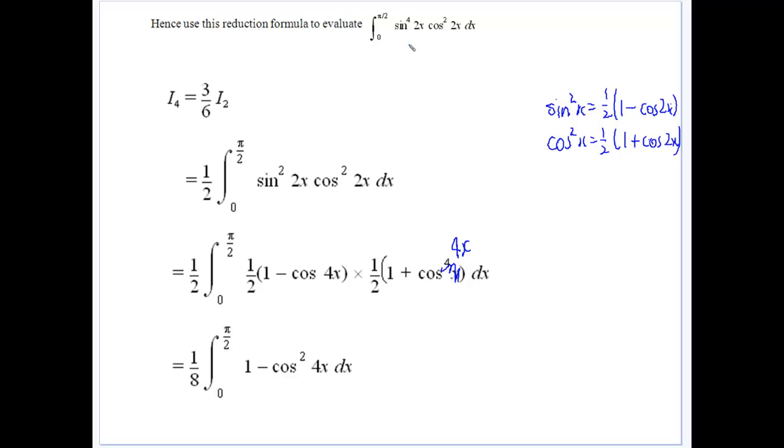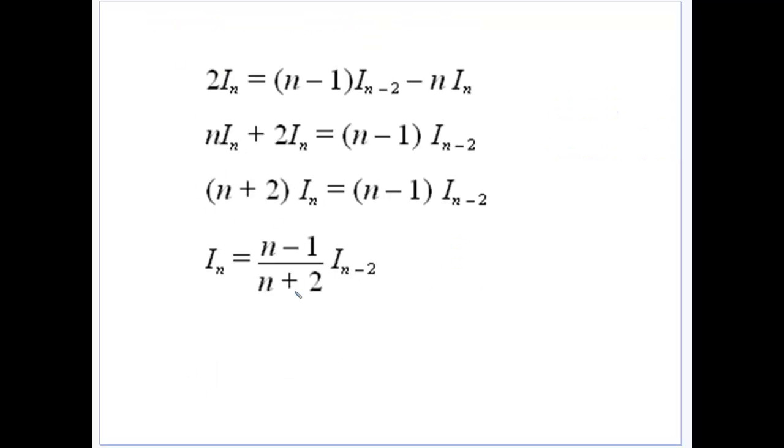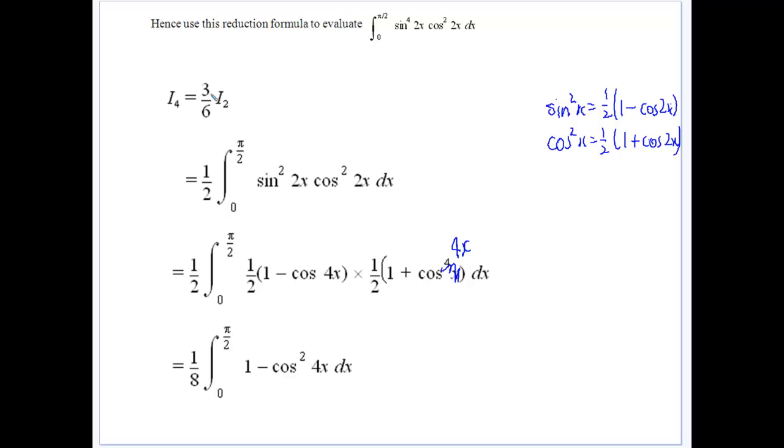Then use that to calculate this one. So I 4 would be the n minus 1 on n plus 2. So that's where the 3 on 6 comes from. I of 2, which works out to be a half, and we get sine 2x all squared and cos 2x all squared, which means we can calculate that because we can get these expressions.